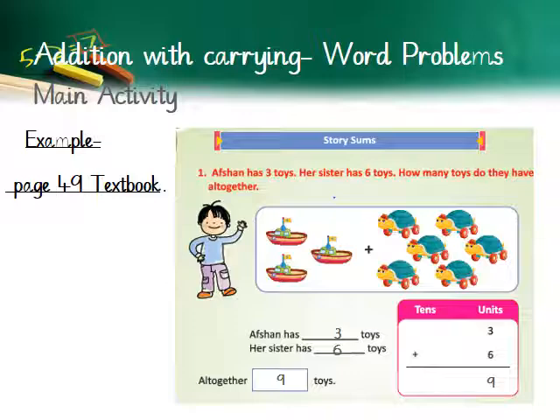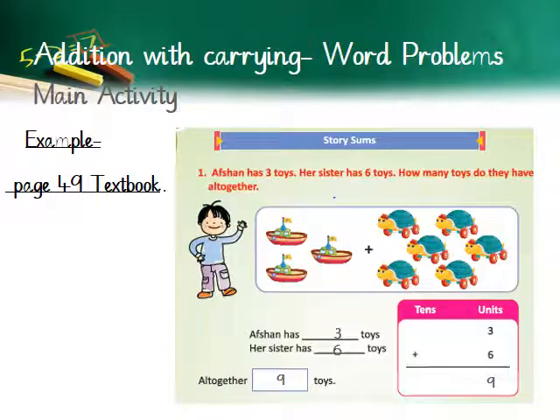Afsha has 3 toys. If you look at the given picture, it is given the same way. And her sister has 6 toys. It is also matching with the given picture. And on the very right side, we have to do the working. That is a working area on the right side. And we make up a sum for doing the working.